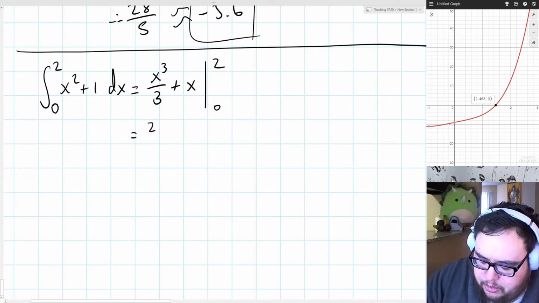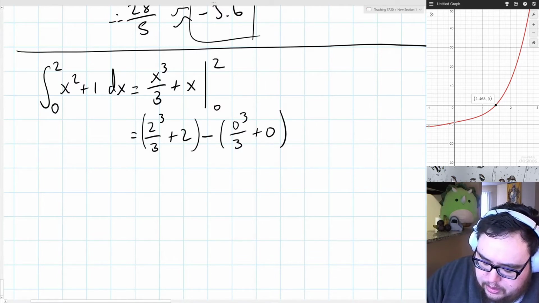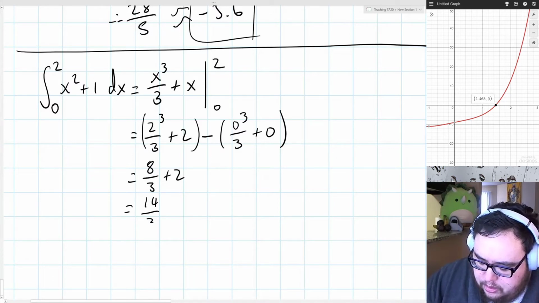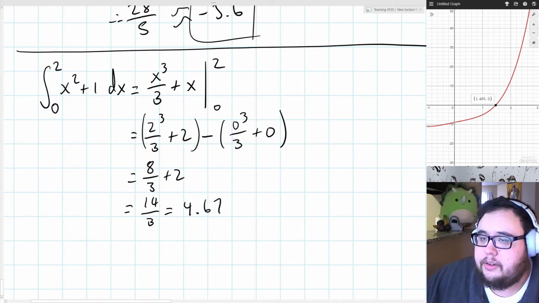which is 2 cubed over 3 plus 2 minus 0 cubed over 3 plus 0, which is 8 over 3 plus 2, which is 14 over 3, or 4.67-ish. Right?